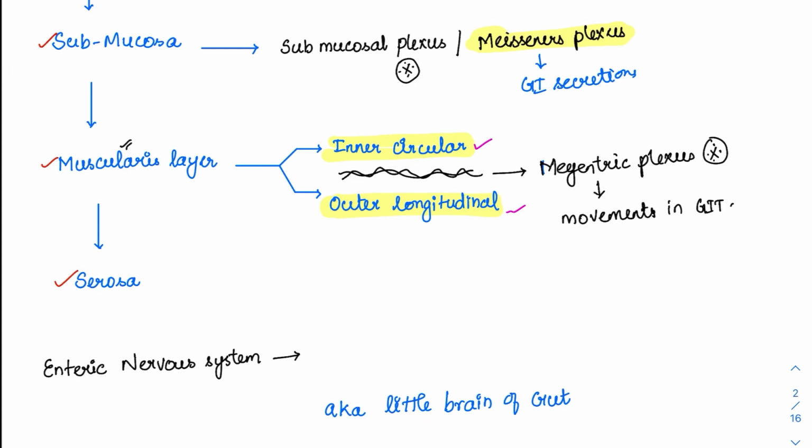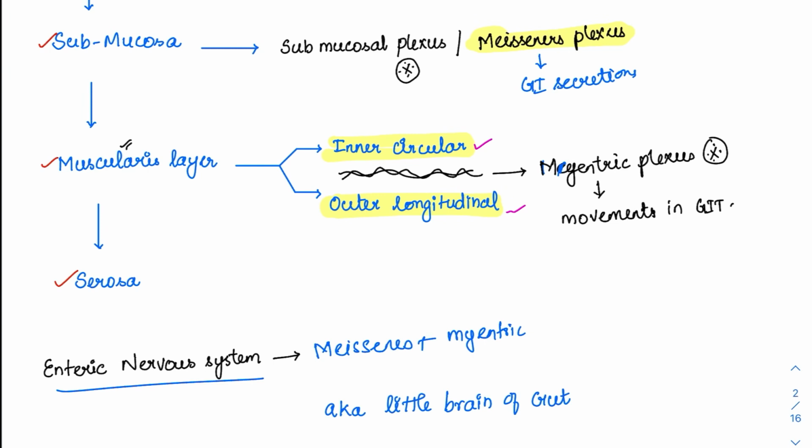Then there is something called the enteric nervous system. We saw two groups of nervous plexus: one is the Meissner's plexus and the other is the myenteric plexus. Both of them combined together, Meissner's along with myenteric, form the enteric nervous system.